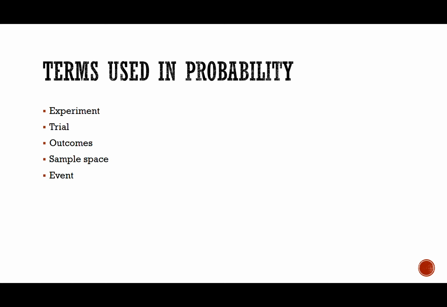Now in a question, usually you get, okay, what is the probability of getting a 1 when you roll a pair of dice? So that thing we are asked for, that 1, is an event.